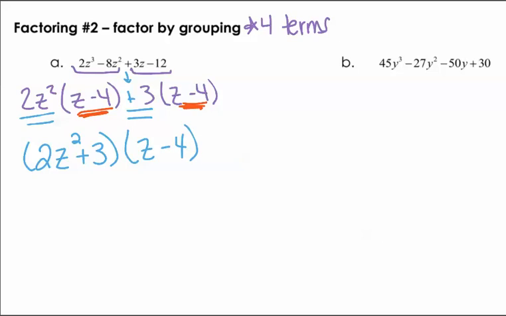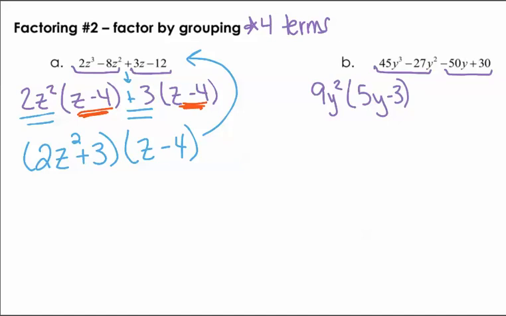Okay, so again, if I were to FOIL these two back together, I'm going to end back up with my original problem. Let's try it again here in B. First thing you do is look for a GCF. There's nothing in common in all four pieces, so we can go ahead and break that up into the two separate groups. So looking at 45y cubed minus 27y squared, they have in common a 9y squared. And we're left with 5y minus 3. Now remember, we're keeping this same sign.